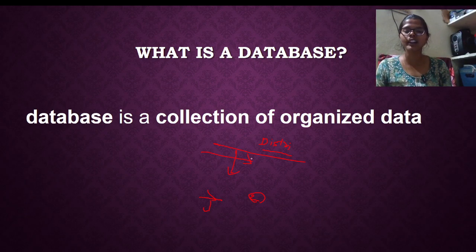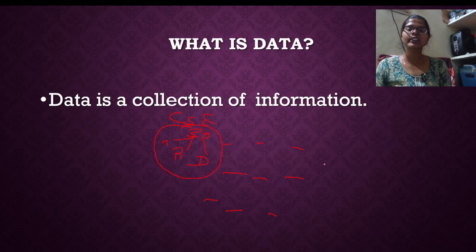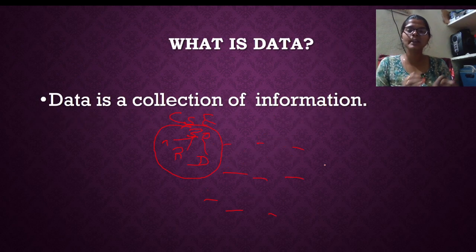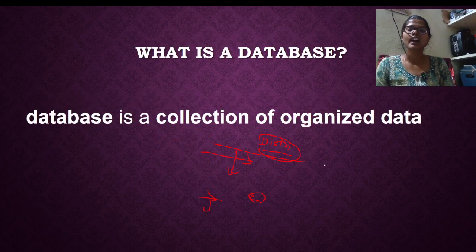Now we have a collection of organized data. Previously, you had data that was not in an organized manner. You had data, but it was not labeled. Unlabeled information is called data, and organized, well labeled, well structured data is called a database. Here you can access the data easily, right? When you arrange the data in a proper way, this is called a database.